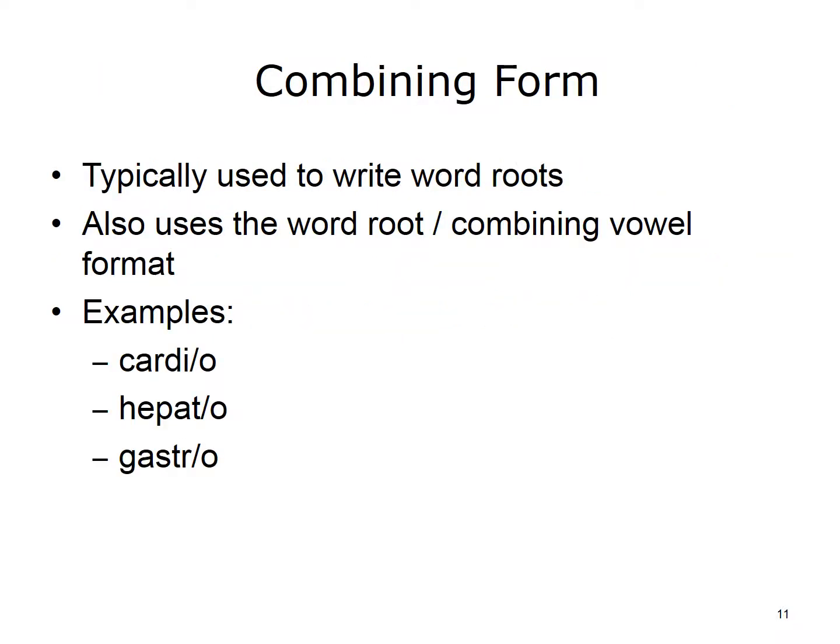When we typically write word roots, we will include the combining vowel. The format that is used is the word root followed by a slash, and then the combining vowel. Three examples are provided to illustrate this: cardi/o, hepat/o, gastr/o.